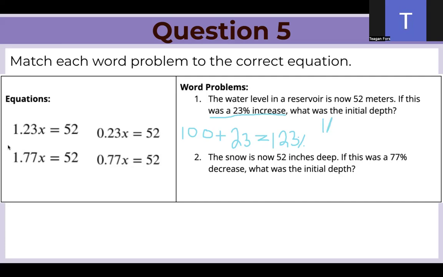Whoa, that was crazy. Let's get rid of that. 1.23. So I need to choose the equation that has the number 1.23 in it. And if I look here, that is my very first equation. Now that we've used the first equation, I want you to give the second one a try, and then we will talk about it.